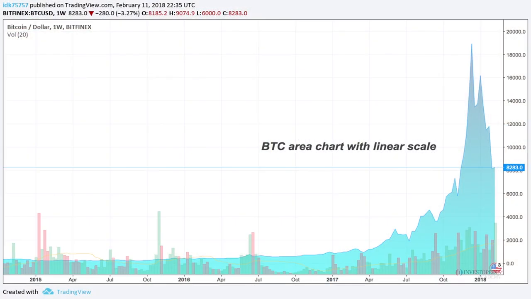Right here, you're looking at a Bitcoin chart. This is Bitcoin on the Bitfinex. And you'll notice this is not a candlestick chart right now. This is actually an area chart. The area chart is basically a line chart with a shaded area below it, and this is a good way of illustrating a longer-term chart trend. It starts in 2015, and you can see this is about 3 years worth of data.